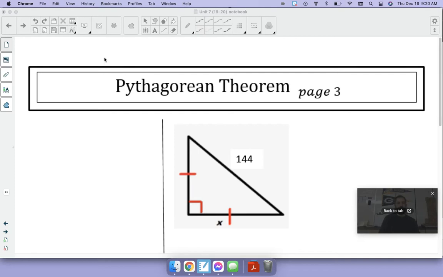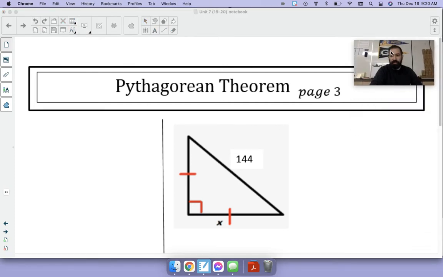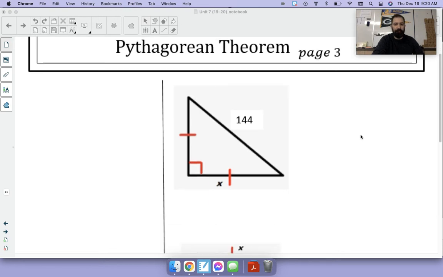Welcome back, page 3 of our Pythagorean theorem notes. Remember, we're working with the Pythagorean theorem, which says a squared plus b squared equals c squared. Let's do a couple more examples here. Work through these 3 examples, and then we will be free to work independently today.